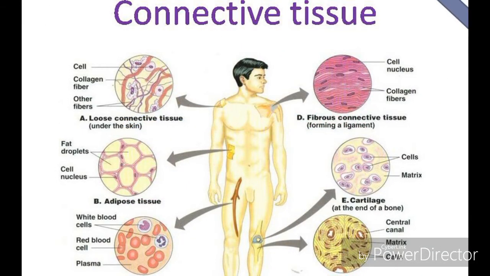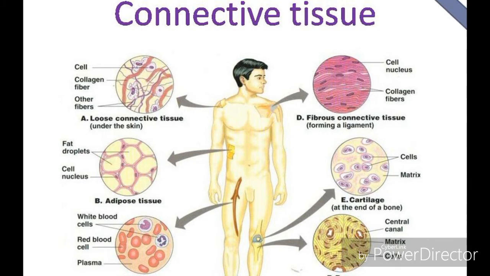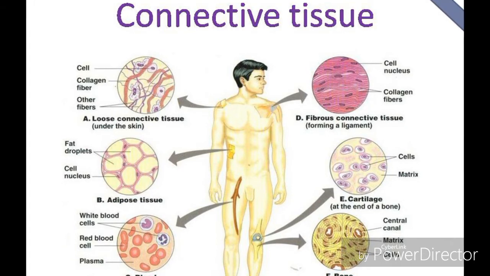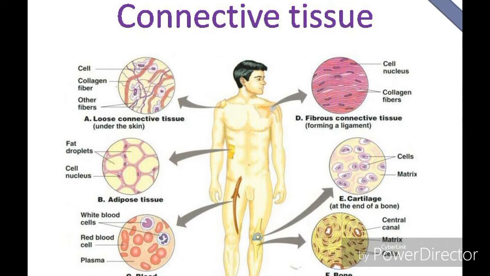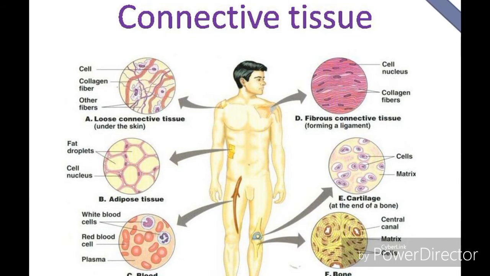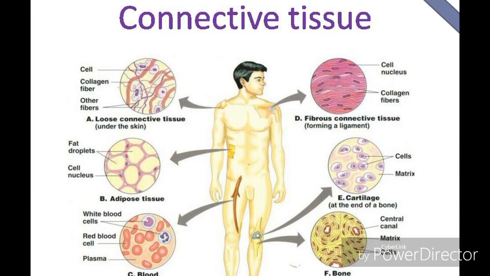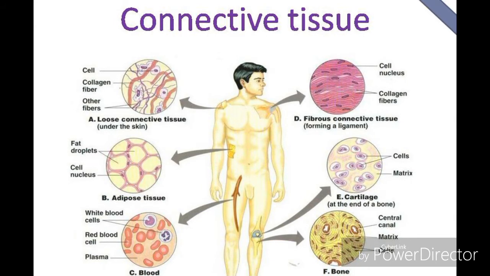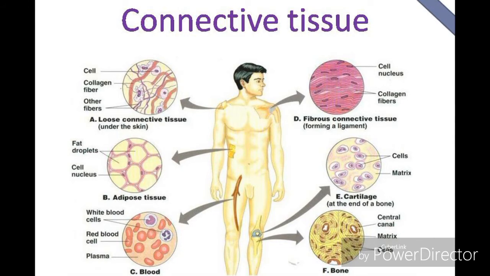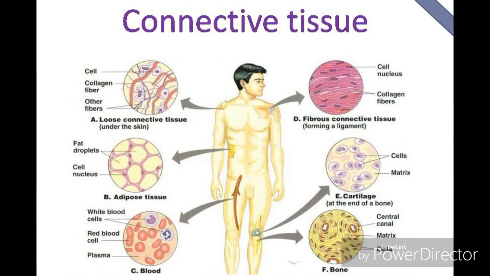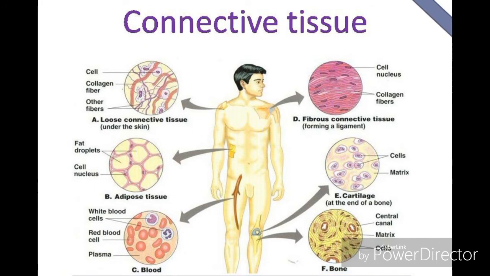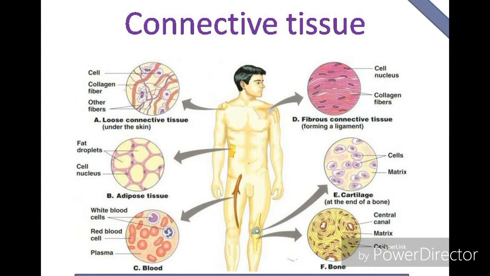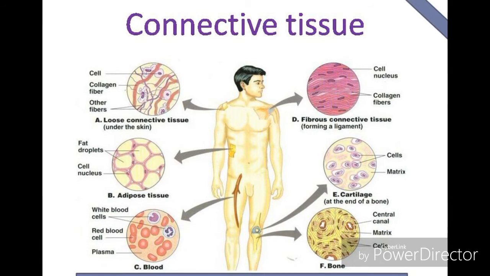Bone is another example of connective tissue. It anchors the muscles and supports the main organs of the body. It is a strong and non-flexible tissue. Bone cells are embedded in a hard matrix that is composed of calcium and phosphorus compounds. Two bones can be connected to each other by another type of connective tissue called ligament. Tendons connect muscles to bones and are another type of connective tissue.